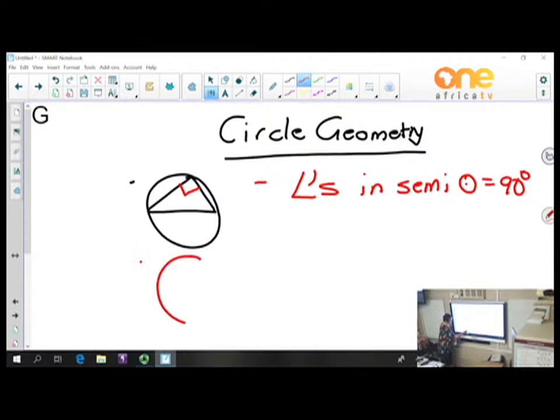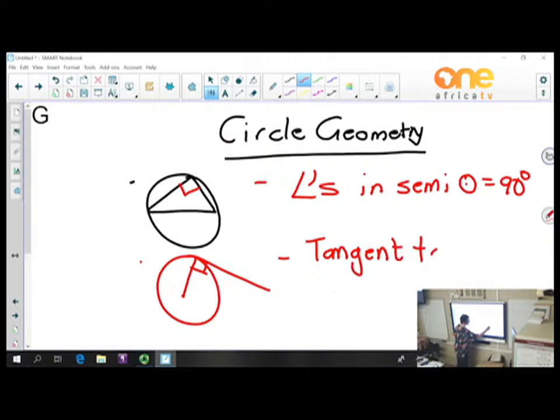Then the second one is about a tangent. Now, a tangent is a line that touches the circle at a point. And there where the tangent and the radius intersect, we have a 90-degree angle there. So the second one is the tangent to the radius is 90 degrees. Don't just say tangent. You're going to give reasons. The tangent to the radius is 90 degrees.